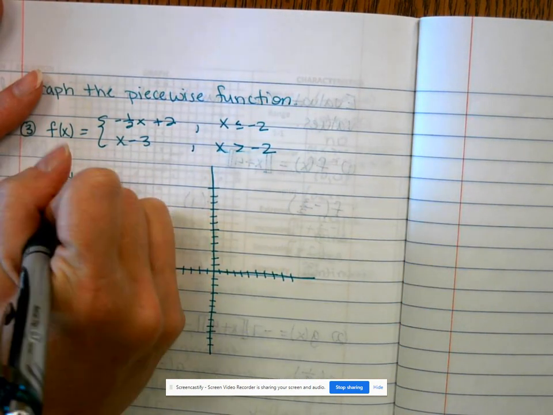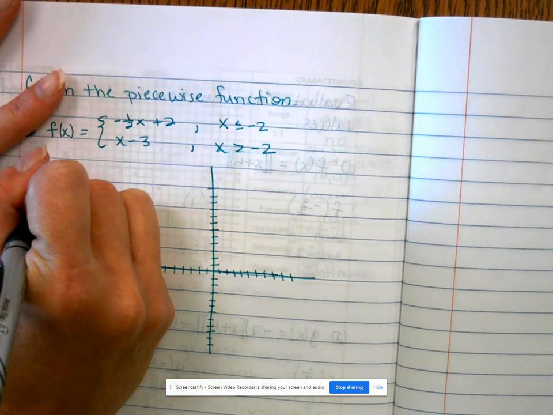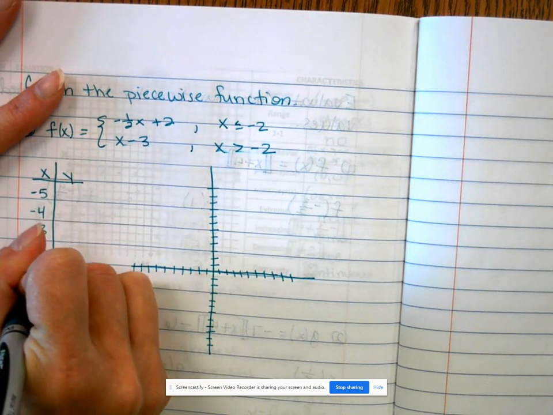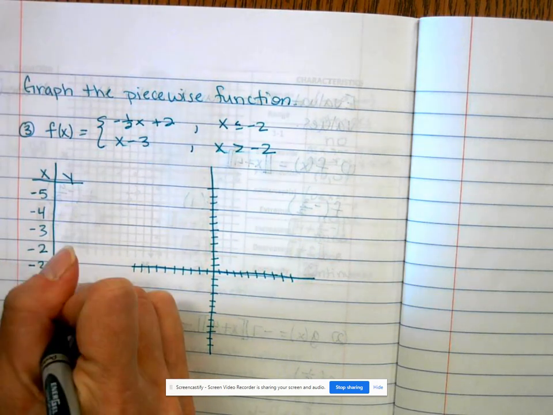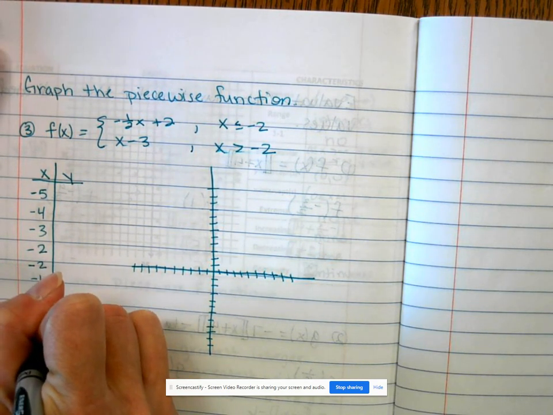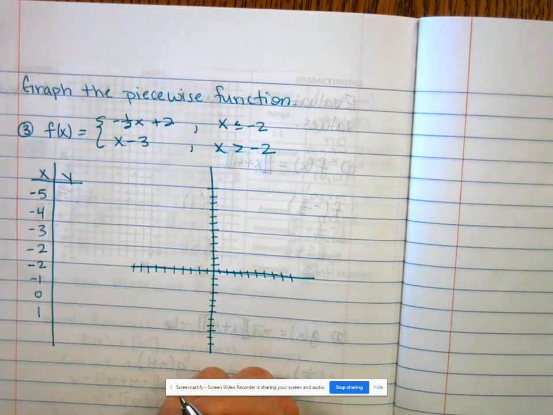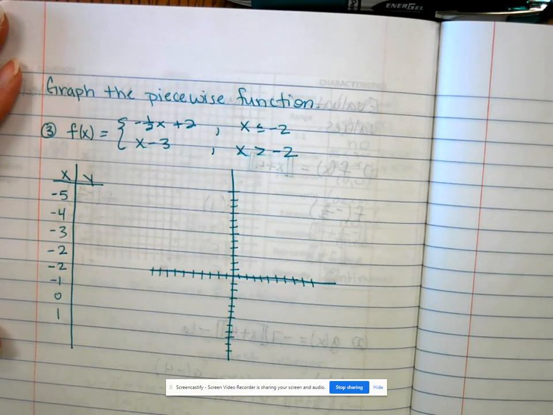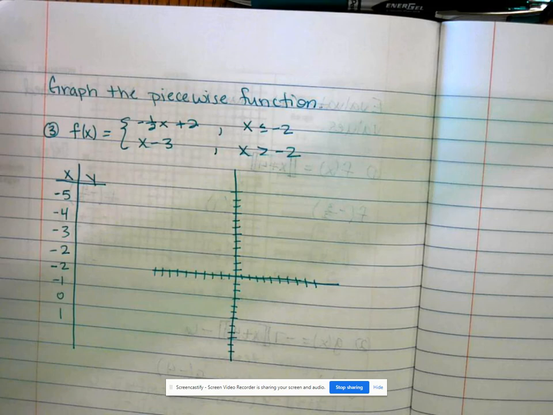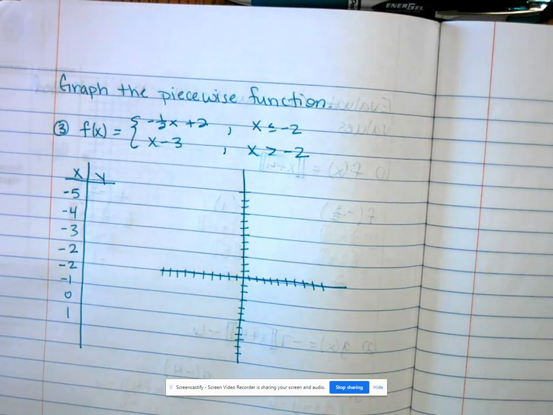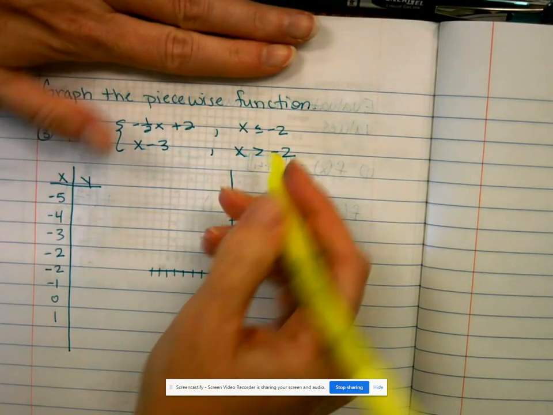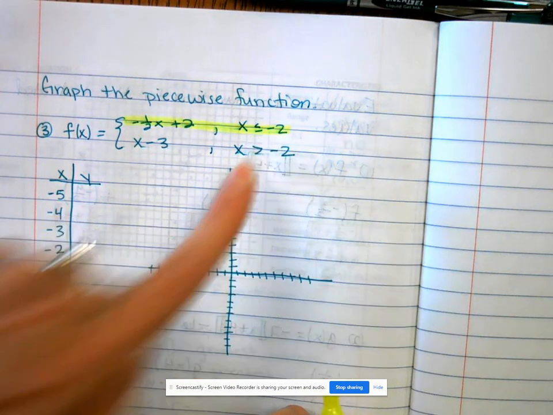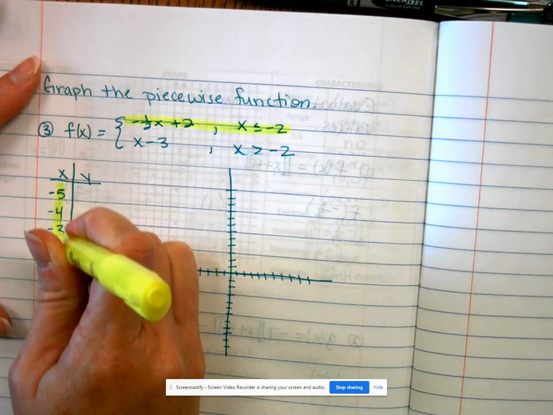All right, so just a few numbers on either side of -2. So we're going to go -5, -4, -3, -2, and then -2 and some numbers on the other side. -2 again, -1, 0, 1. All right, so that gives me 3 values on either side. That should be enough. All right, so here's what we're going to do. So for this top piece, this is talking about when x is -2 or smaller. So that's going to be this part of my graph.